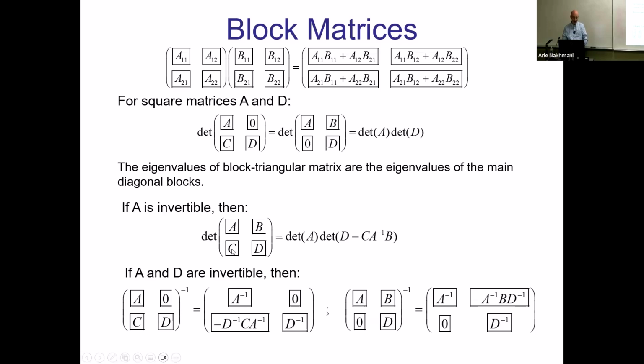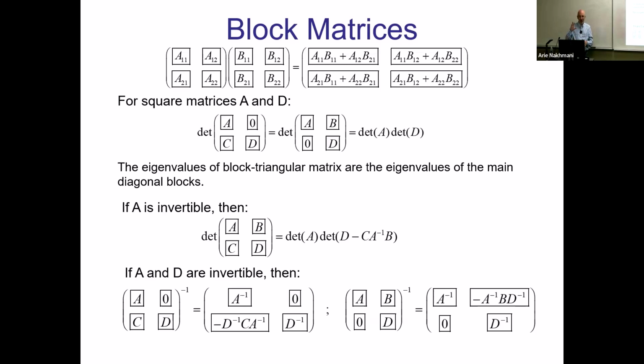Now, the determinant of a generic block matrix is always the determinant of A times the determinant of that thing, assuming that this matrix is invertible. You must assume it, otherwise you cannot compute it. The inverse matrix of block triangular matrices is given here. So sometimes you will use it. You just need to remember that we have a formula for that, okay? And we will get back to these formulas when we need them.